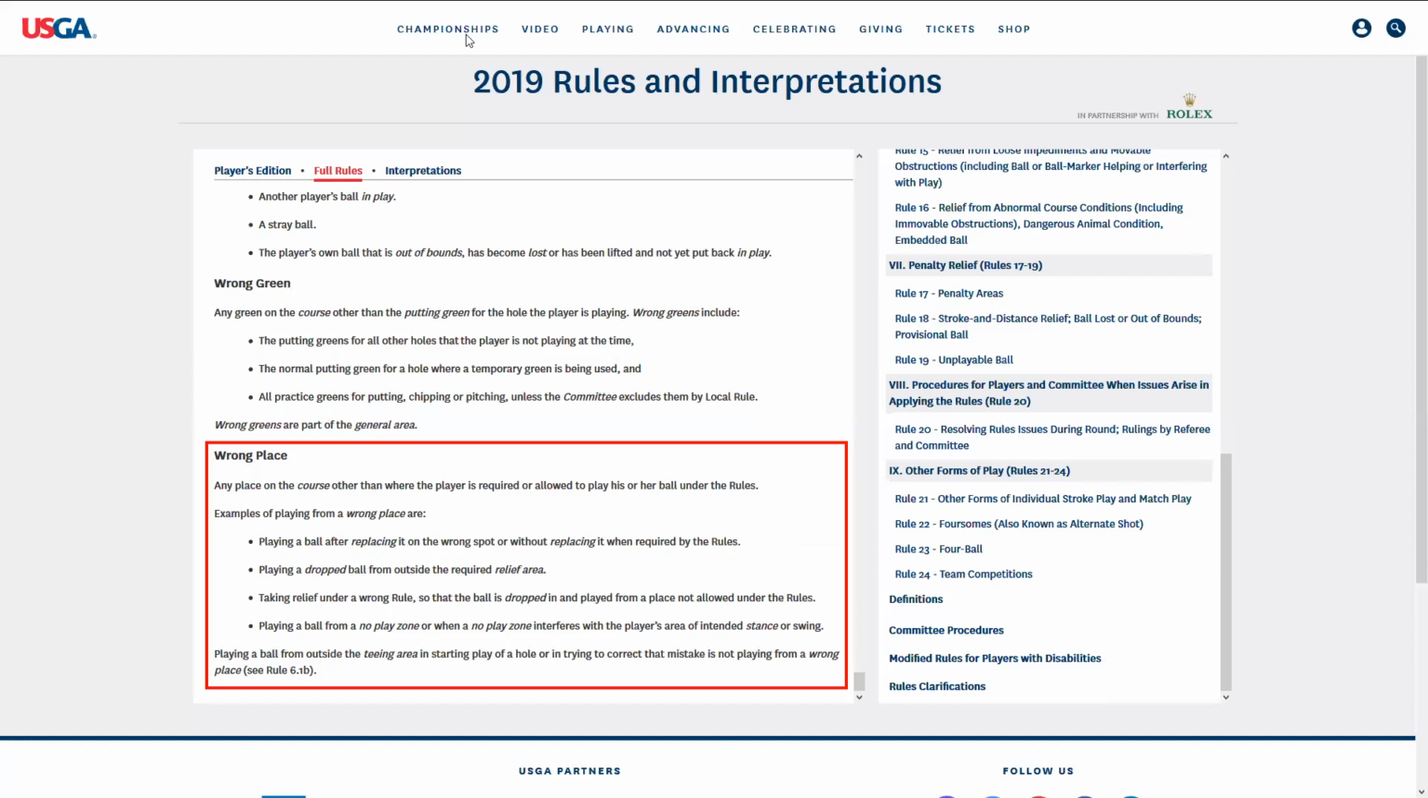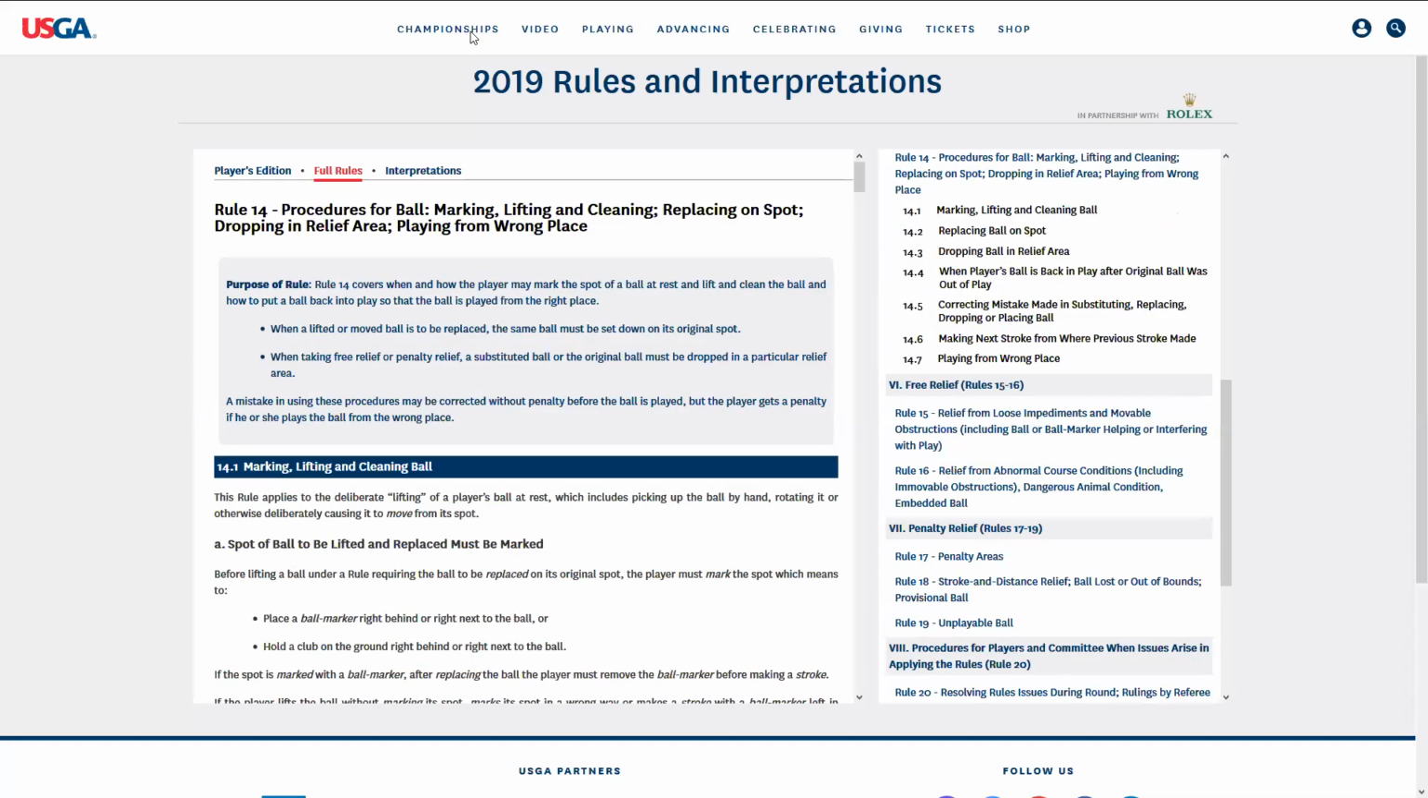All right, Rule 14. Procedures for ball: marking, lifting, cleaning, replacing on spot, dropping in relief area, playing from wrong place. So let's look at 14.1, marking, lifting, and cleaning ball. This rule applies to the deliberate lifting of the player's ball at rest, which includes picking up the ball by hand, rotating it, or otherwise deliberately causing it to move.